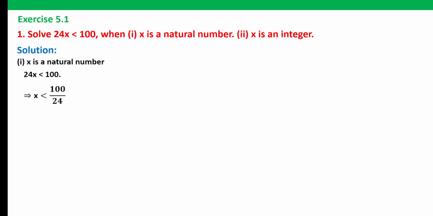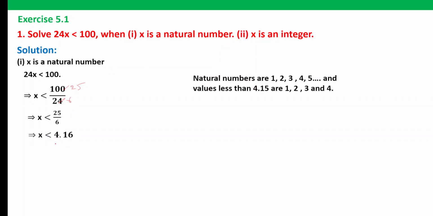So x will be less than 100 by 24. That means x is less than 25 by 6, so x is less than 4.16. So all the natural numbers less than 4.16 are 4, 3, 2, 1. Natural numbers are the numbers 1, 2, 3, 4, 5, and the values less than 4.16 are 1, 2, 3, 4, with a maximum of 4 only. Therefore, x belongs to 1, 2, 3, 4.